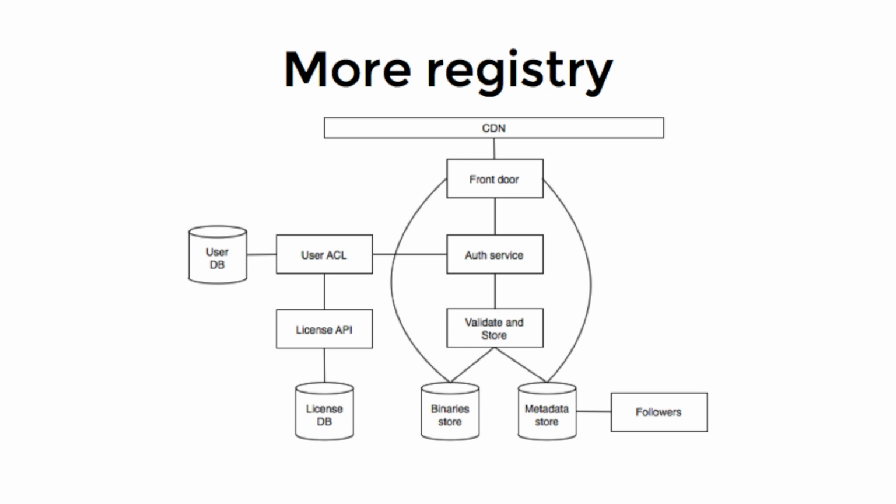Continuing our Lightning Registry tour is the delightfully named Validate and Store service, which, as you imagine, validates and stores packages. It stores them in 2 places, in the binary store and the metadata store, depending whether it's the package JSON or the actual binary file. And the binary stores are literally just computers with very large hard drives.